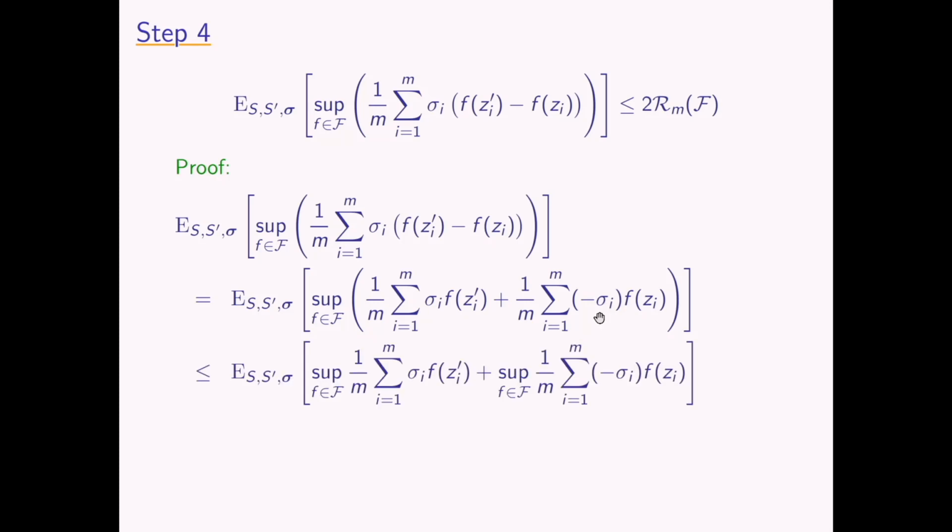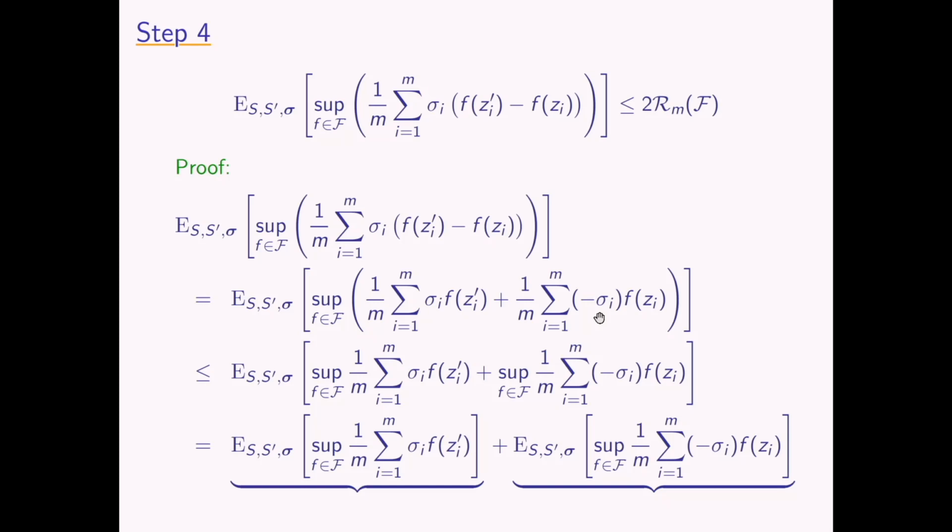And now we can upper bound that by moving the supremum inside. If you maximize these two terms separately, you get at least what you get if you maximize the whole thing together. Then we can move the expectation inside. And you'll notice that this term only depends on the ghost sample, the Zi primes. It does not depend on the real sample, so the expectation here is irrelevant. And the same thing over here.